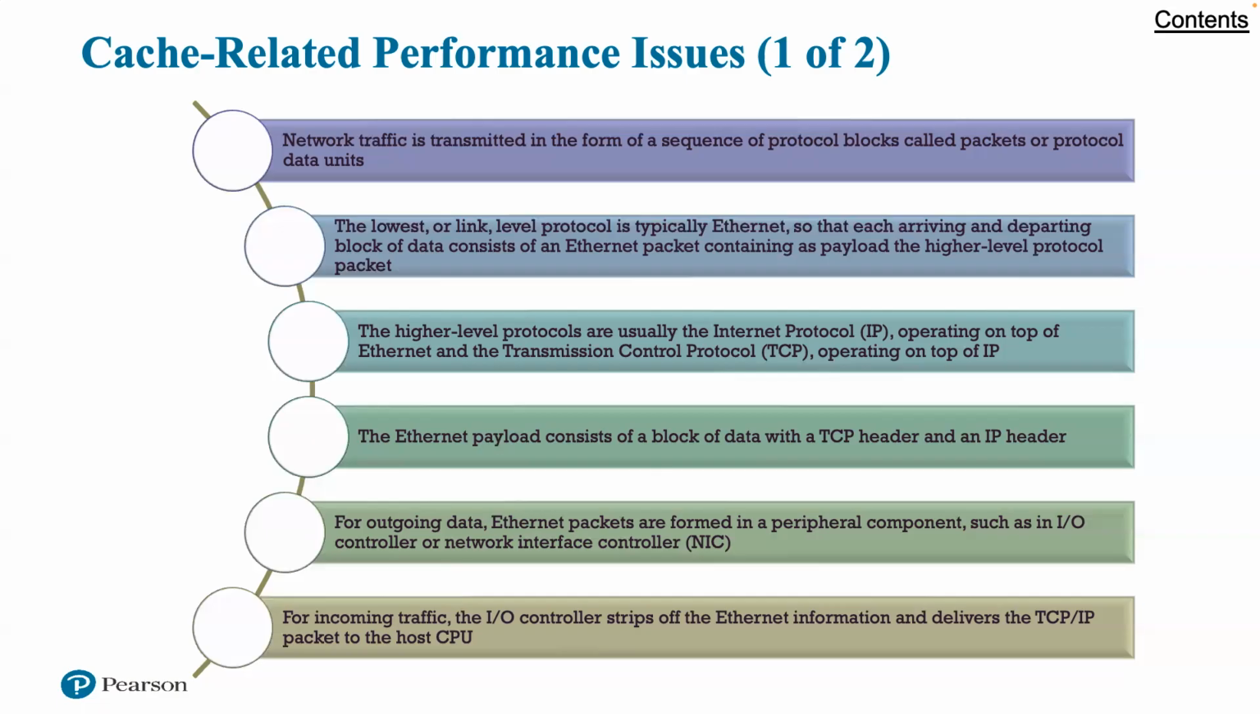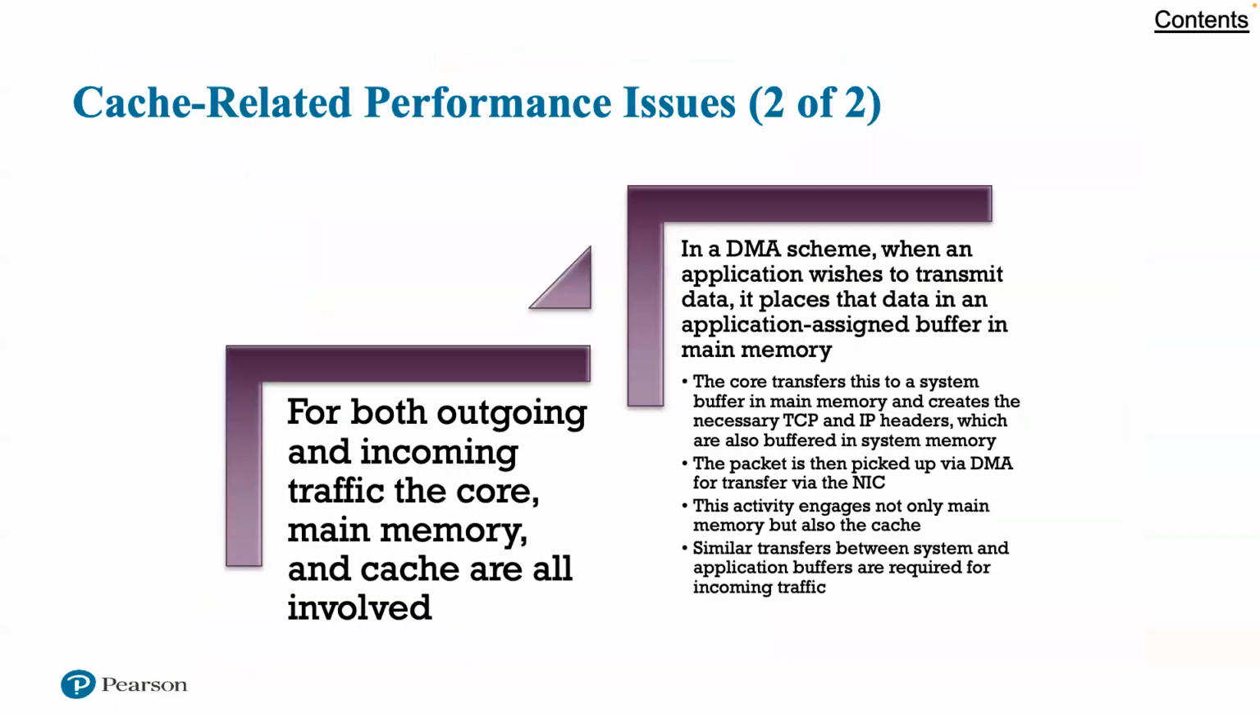For outgoing data, the Ethernet packets are formed in a peripheral component such as an I/O controller or network interface controller, NIC. Similarly, for incoming traffic, the I/O controller strips off the Ethernet information and delivers the TCP/IP packets to the host CPU. For both outgoing and incoming traffic, the core, main memory, and cache are all involved.